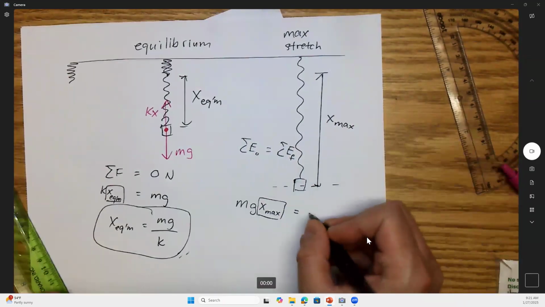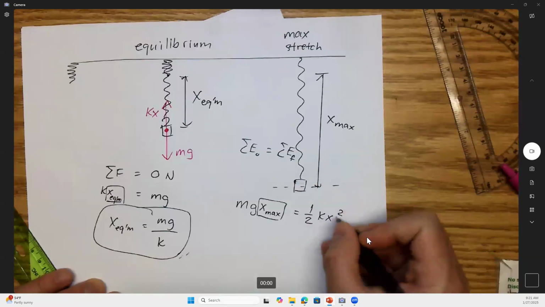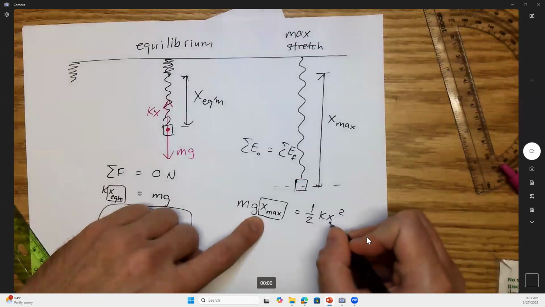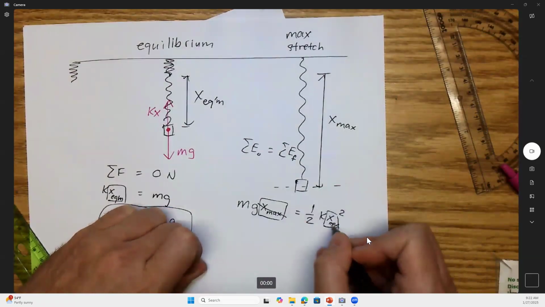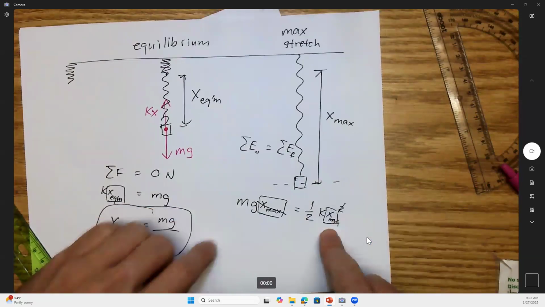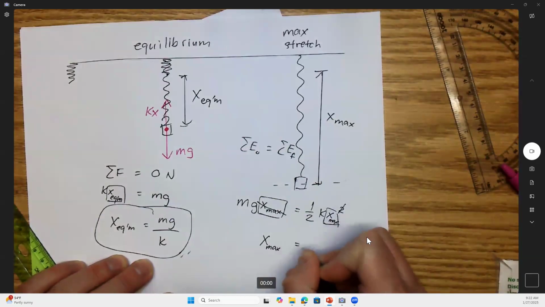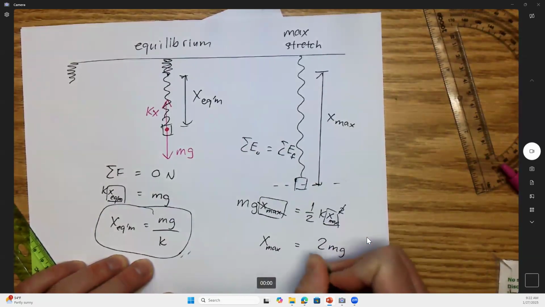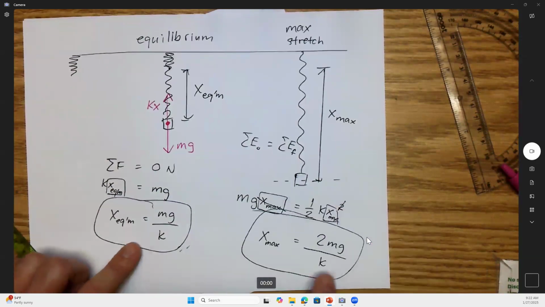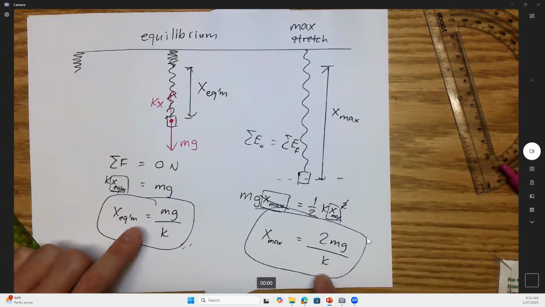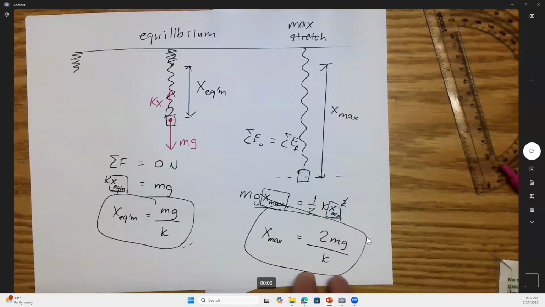And what's the formula for energy in the spring? 1/2 kx squared. And it's the same x. This x is this x. It's both x max, so one of these is going to cancel. Times 2 divided by k, x max equals 2mg over k. There we go, now the answer popped up. If you're comparing these side by side, it doesn't matter what numbers come up for m or g or k. This is always a ratio of 2 compared to this. That's it.